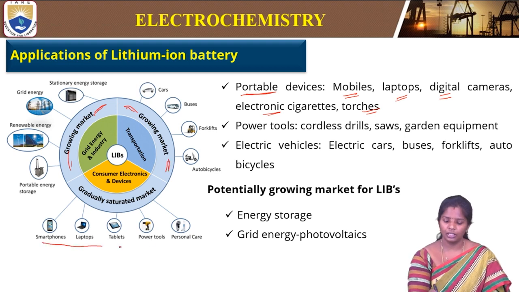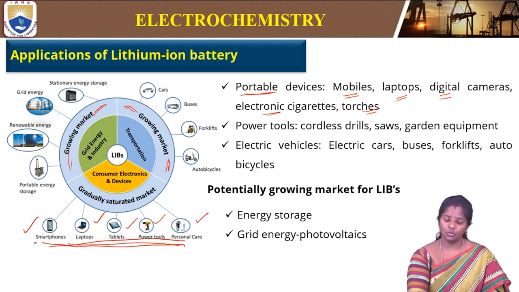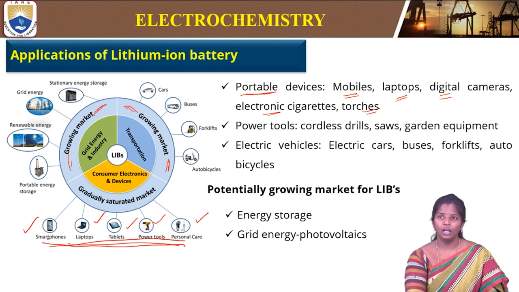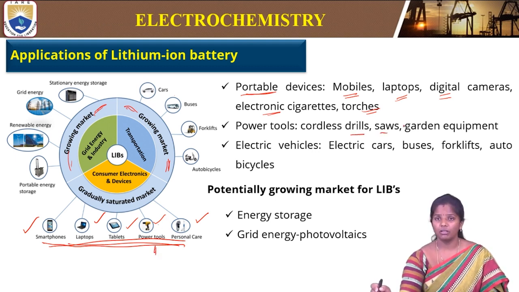So these are like saturated. We are already using them for smartphones, laptops, tablets, power tools, and personal care materials. However, there are trending applications in cars, buses, forklifts, and automobiles. Examples of power tools are drills, saws, and garden equipment, where there cannot be electricity.